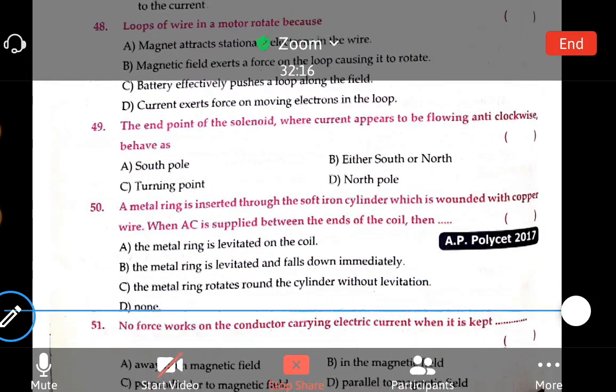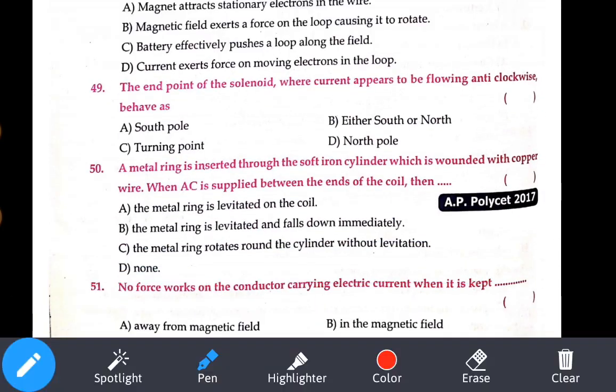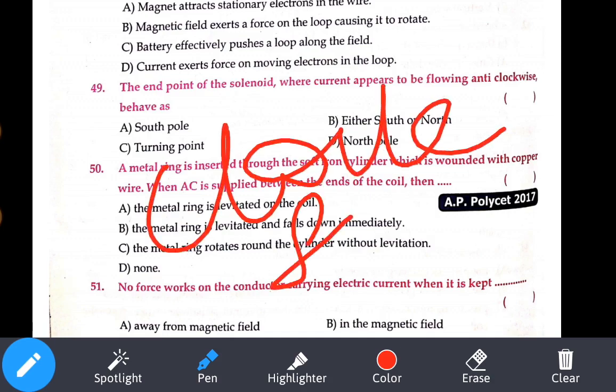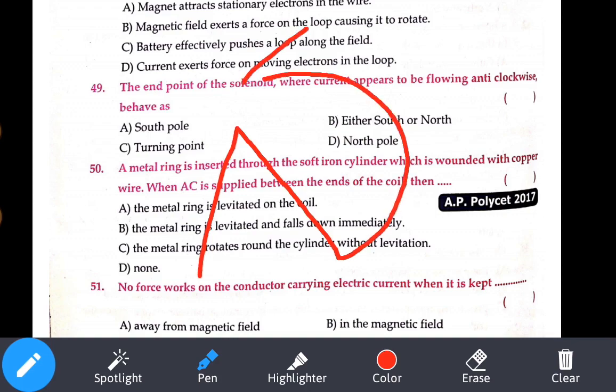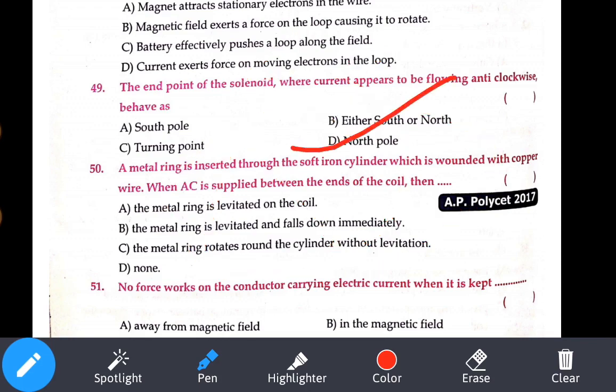Let's see the 48th. The end point of the solenoid when current appears anti-clockwise. Anti-clockwise depends on the clock face rule. When they say anti-clockwise, if you write north, see how I am writing, this is the anti-clockwise direction. So what is that face? It will be the north pole.